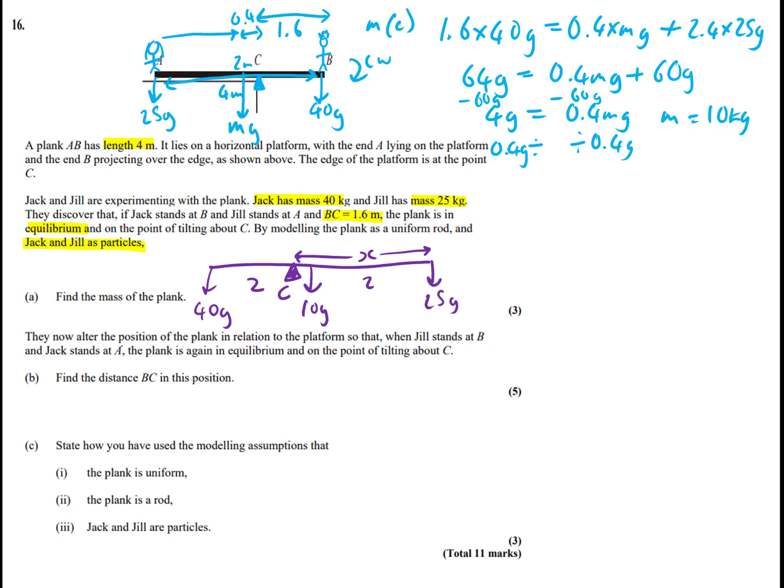Now for part B, it says they alter the position of the plank in relation to the platform, so that when Jill stands at B, Jack stands at A. So you can see here in my diagram how Jill's and Jack's positions are reversed. That's A and that's B. The plank again is in equilibrium and the point of tilting about C, so the clockwise is still going to equal the anti-clockwise moment. Find the distance BC in this position.